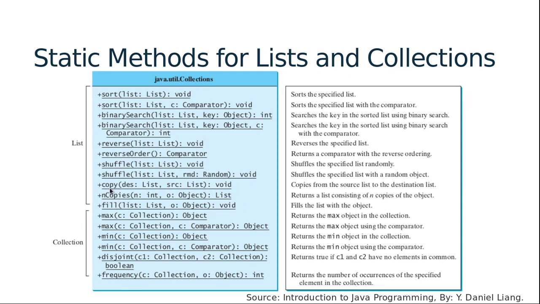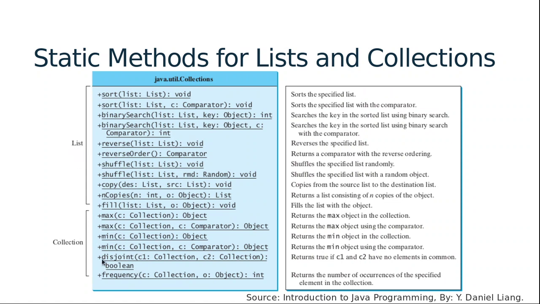Then there is a copy method which will copy a source list into a destination list. There is an nCopies method which is going to create a list of n elements, and all those n elements will be the common object O. There is a fill method which is going to fill your entire list with a given object O. These are the methods which work on a list.